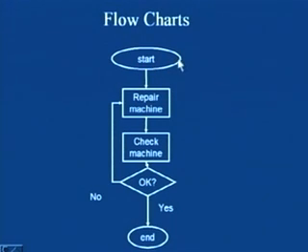Start, this is the start symbol, then repair machine, this is some operation going on, then checking machine. So, we check the machine, then we take the decision: whatever repair we have done, is the machine working fine? If yes, we stop; if not, then we go back and continue the repair. So, this is how we have depicted a very simple procedure, and once the flow chart is ready, it becomes very easy to understand the process.